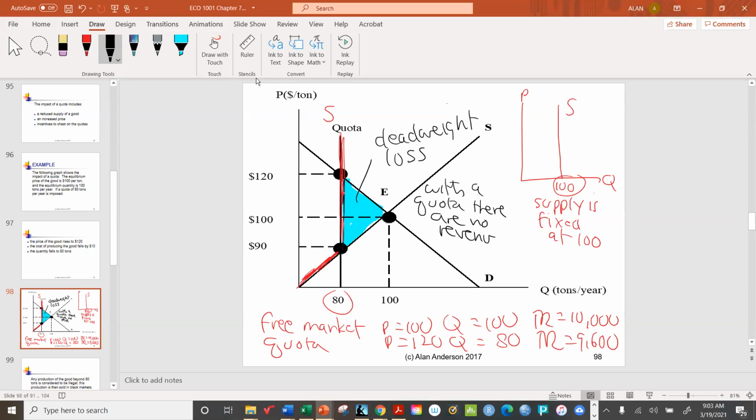So at least with a tax, the government has some money to spend, and they can spend it on something that's potentially useful. Here, we don't even have that. That's it. There's just a limit. You can't bring in any more cars. Let's say you can't produce any more sugar, and that's that. So it's not a terribly sensible policy.